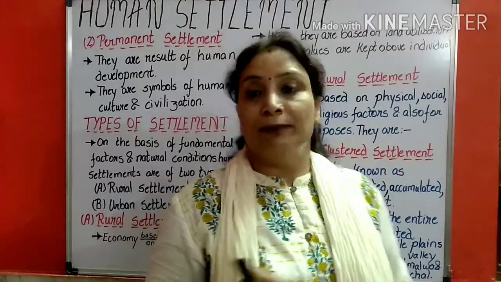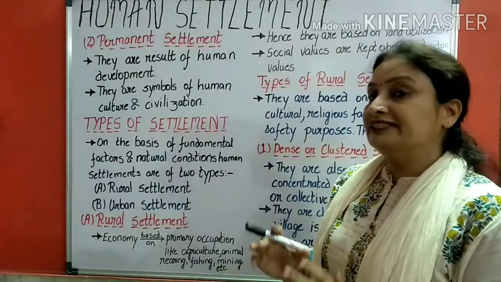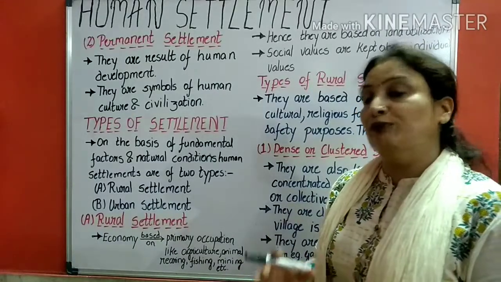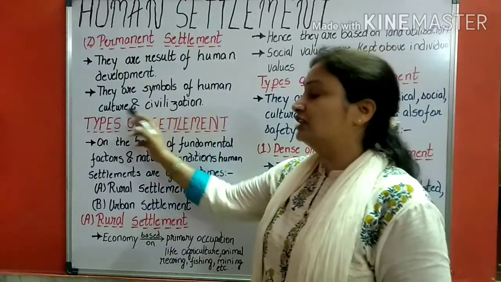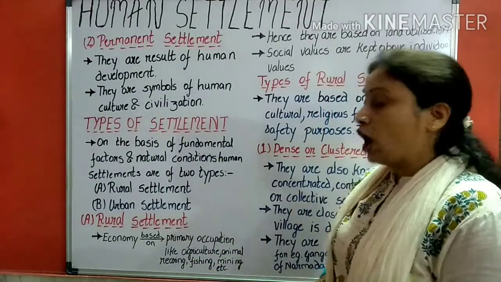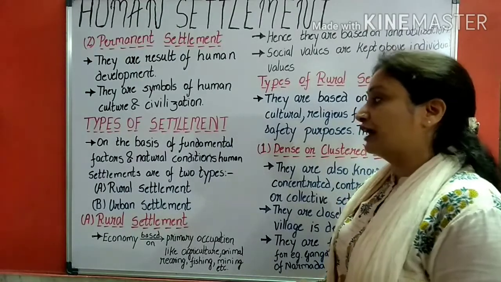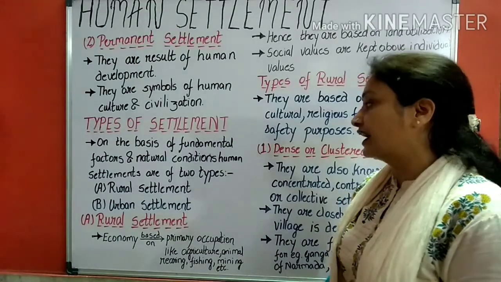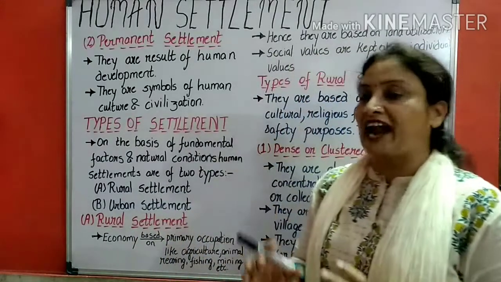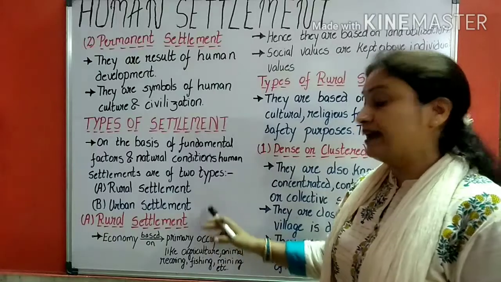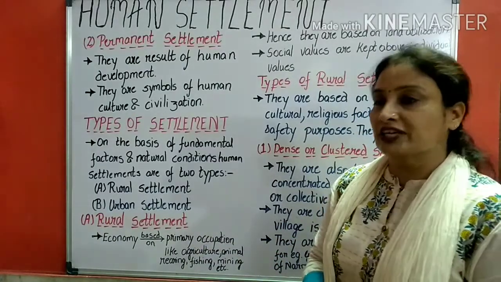Now we will talk about the permanent settlement. Permanent settlements are the result of human development and they are the symbols of human culture and civilization. Now we talk about the types of settlement. On the basis of fundamental factors and natural conditions, human settlements are divided into broad categories of rural settlement and urban settlement. First of all, we'll talk about the rural settlement.